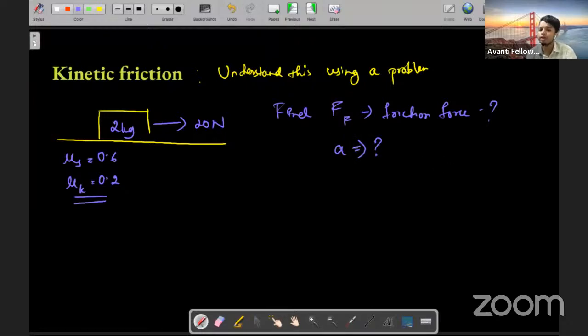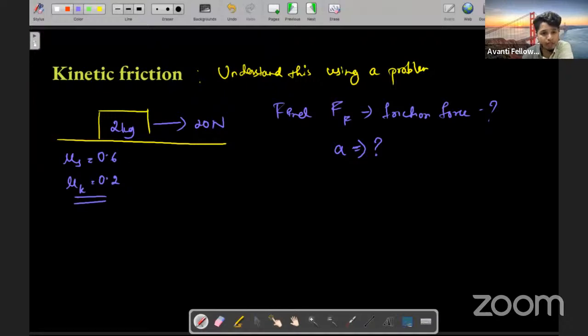Now here, students, what is the first thing that you need to do? When you hear the word friction force, which friction force is required to be found out? Let me know, students, which is the friction force that needs to be found out. Is this the static friction? Is this the limiting friction? Or can you say kinetic friction too? What is it?